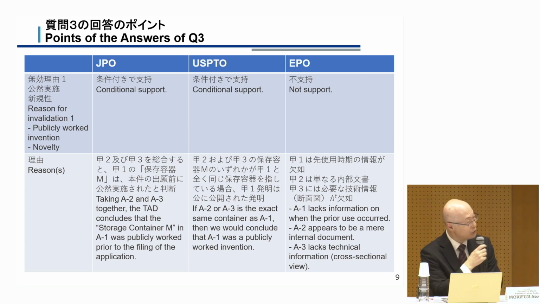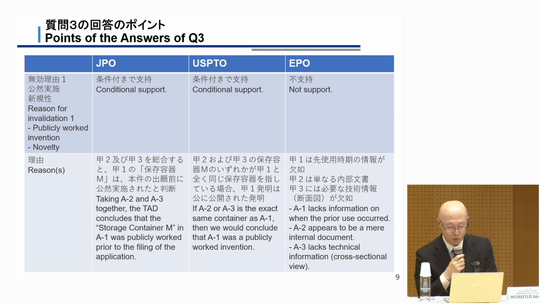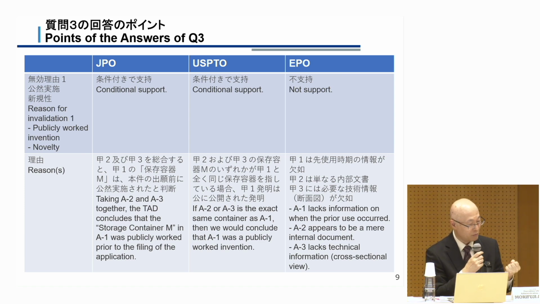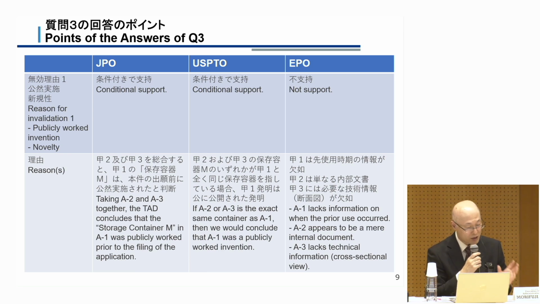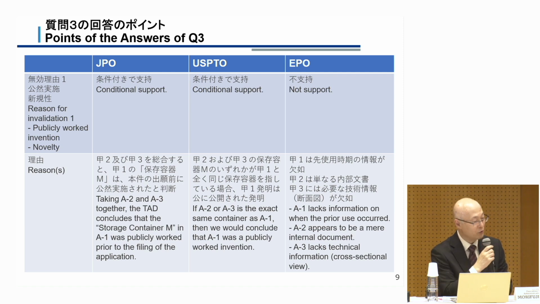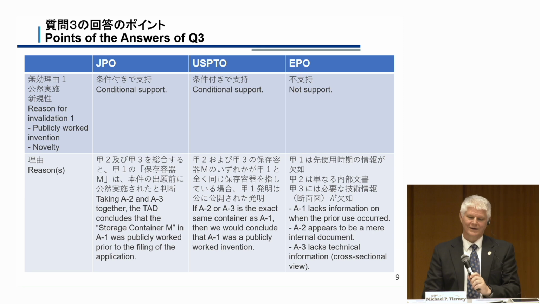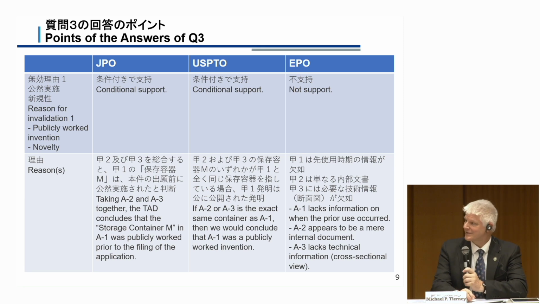Thank you very much. So once again, I'd like to ask the USPTO. If the container M in A2 and A3, and also the container M in A1, are identical, in that case the publicly worked nature will be accepted, right? And how do you examine or confirm whether those three are identical? Well, that's for the parties to put on the evidence for us.